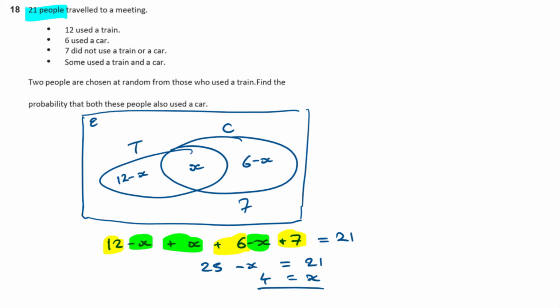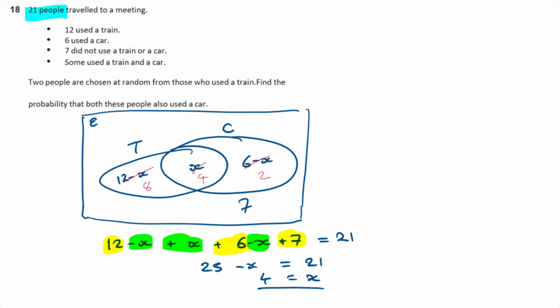Hopefully it does. So that means that there must be 4 in the middle, which means I've got 8 in this one, which means I've got 2 in this one. Okay, just double check it all adds up. So 4 and 2 makes 6, which is the number who used a car. 8 and 4 makes 12, which is the total used a train. 8 plus 4 plus 2 plus 7 adds up to 21, which is the total. So that seems to work.